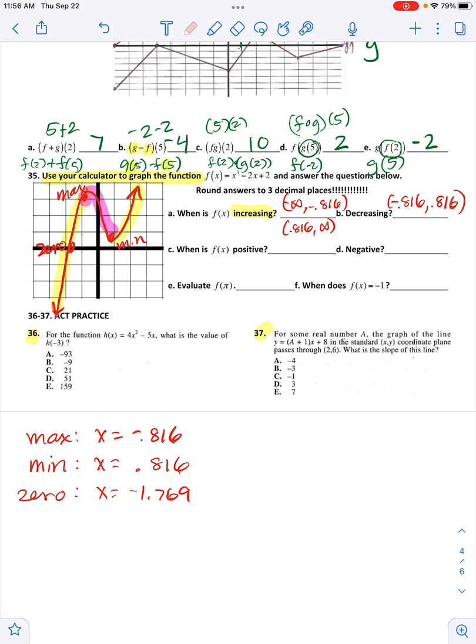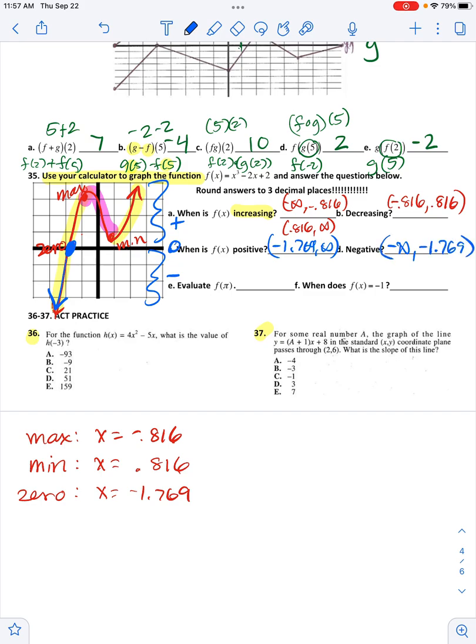When is it positive? Positive is up here, negative is down here, and right on the x-axis is 0. So it's positive, meaning above the line, from this 0 on. And the 0 occurs at negative 1.769, and then it goes forever to infinity. The negative 1.769 isn't included because at that spot, the graph is 0, not positive. How about negative, meaning below the graph? Well, the only part below is this section, and that's from negative infinity until I hit that 0.